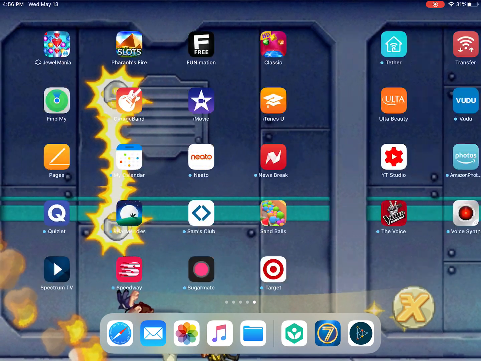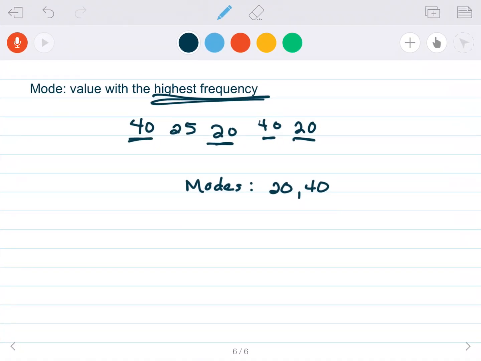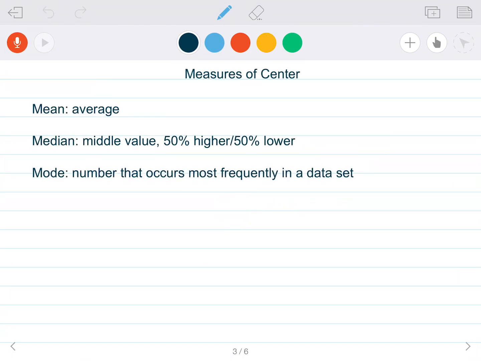So yeah, let me go back. So anyway, so quick review. Mean is the average, median is the middle value. Be sure to put them in order from least to greatest, and the mode is the one that occurs the most. All right, an average may or may not be part of your data set. A median may or may not be part of your data set. A mode definitely has to be part of the data set, and you could have no mode or multiple modes depending on that data set.